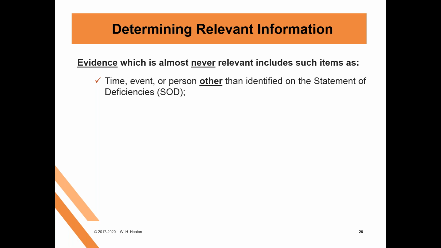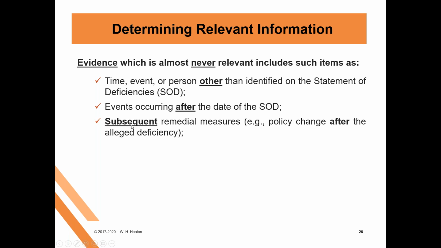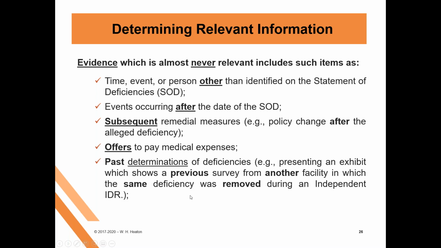If there were other residents that had similar situations but were not included on the statement of deficiencies, you can include that. Events occurring after the date of the statement of deficiencies. Any remedial measures, like I changed the policy after the alleged deficiency. Offers to pay medical expenses, you'll be surprised about that one. Past determinations of deficiencies, which shows a previous survey from another facility in which the same deficiency was removed during an independent IDR. You can't do comparative evaluations. And evidence relating to the statement of deficiencies which are not disputed. So it's only what is disputed.